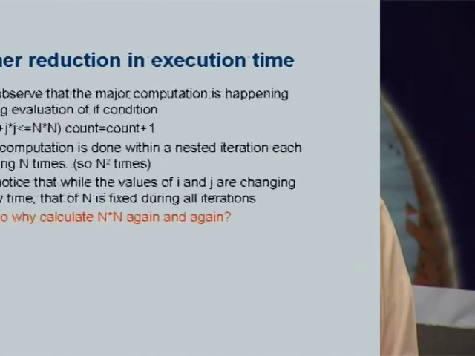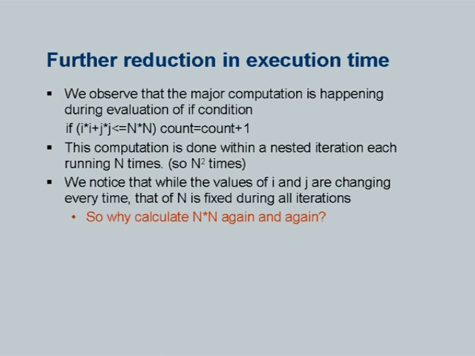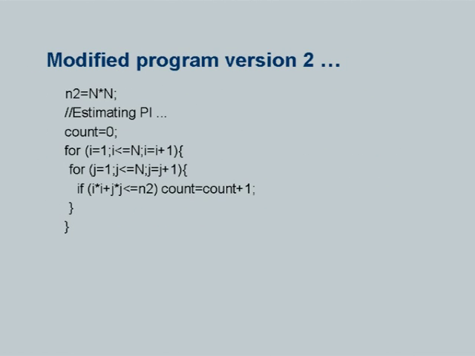This is where I start wondering, am I missing something? I have removed the n square computation from within the loop. I have calculated that value and put it in a variable, and I am using that variable value here. So why should this program version take roughly the same time as my earlier version?